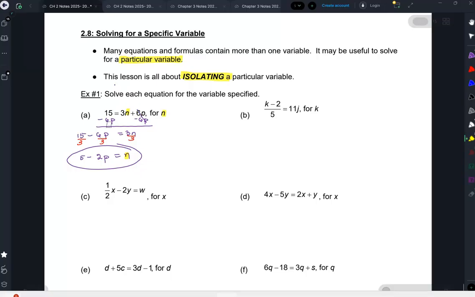Okay, next. k minus 2 over 5 is equal to 11j. I need to solve for k. So I have k minus 2 over 5 equals 11j. Now, if I want to solve for k, first I need to get rid of that 5. So what I do is I'm going to multiply this entire thing by 5 and this entire thing by 5. So here the 5's go away. So I have 5 times k minus 2 equals 55j. Correct?